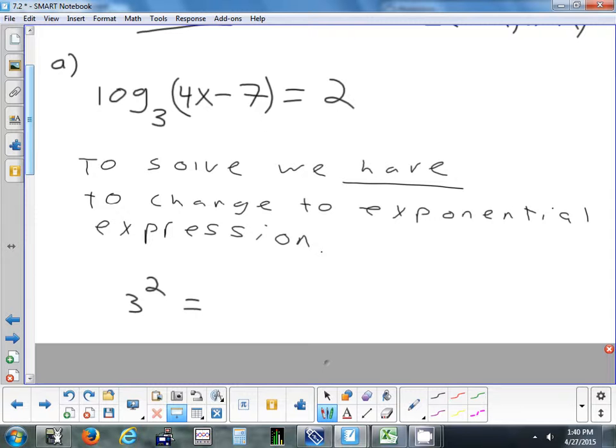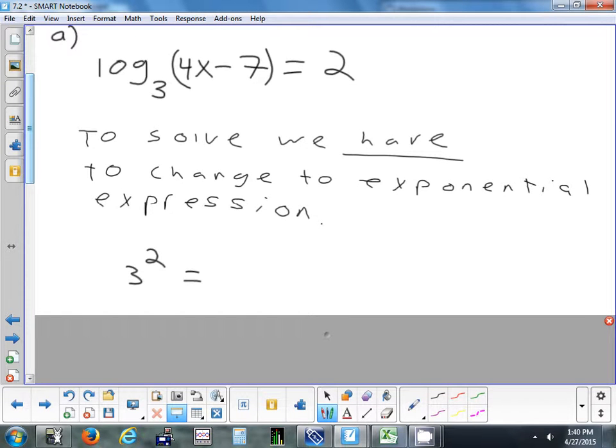And Cicely, what's the only thing I have left? The 4x minus 7. The 4x minus 7. 3 is my base, 2 is my exponent, 4x minus 7 goes by itself. And now we solve it.